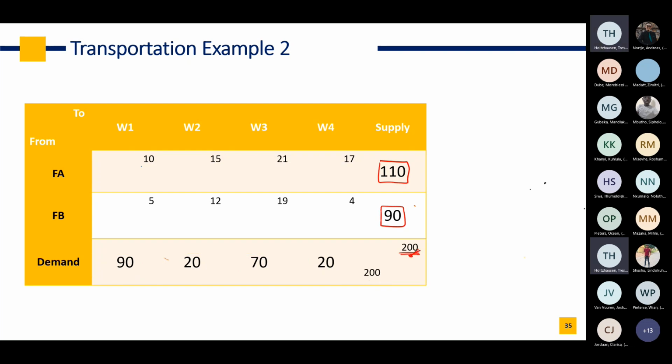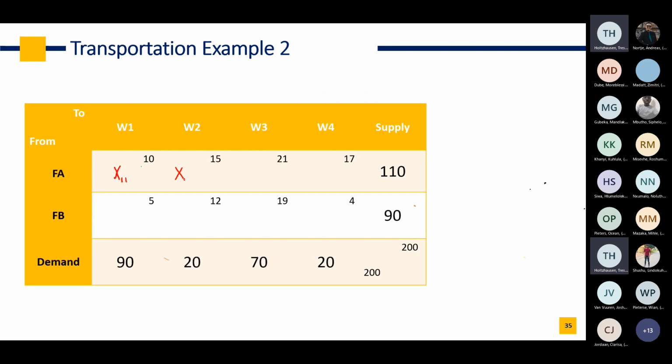So again, if the supply does not equal the demand, you have to tweak your table. So always check that before you move on. Here it does, so we can move on to the next step. And the next step is this table currently sits with all these values as 0, which is obviously not correct.